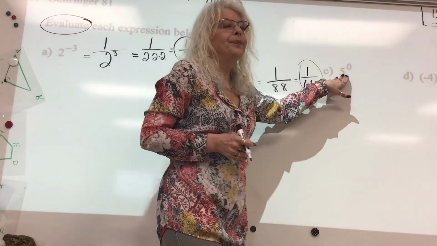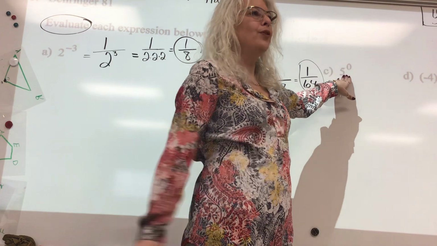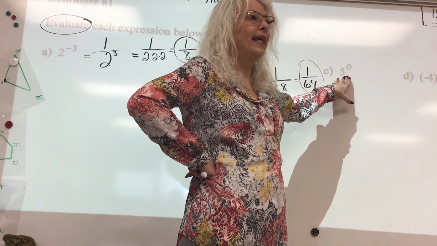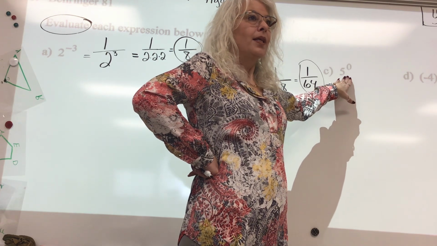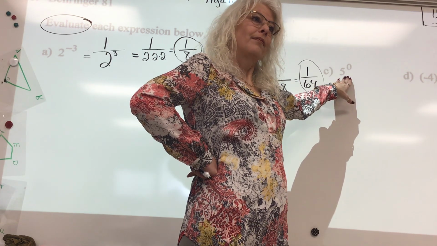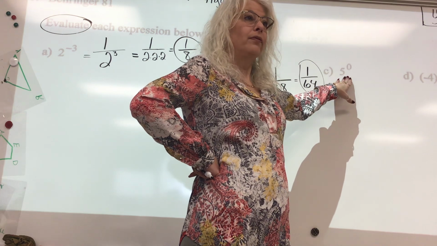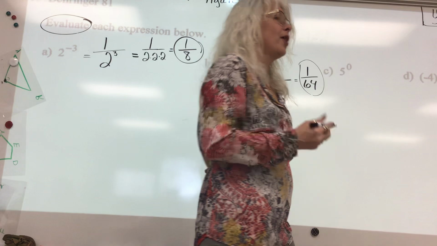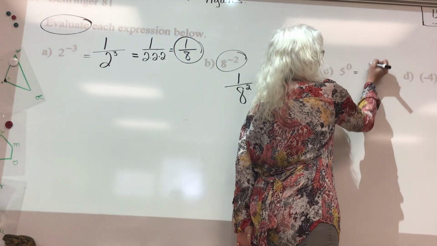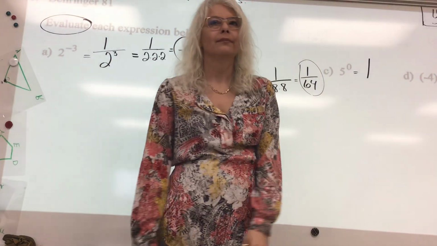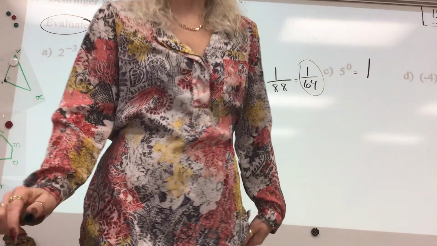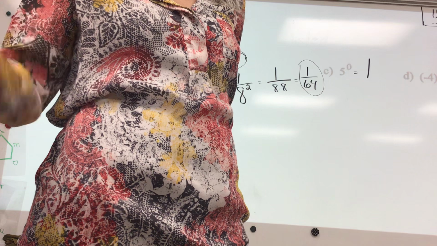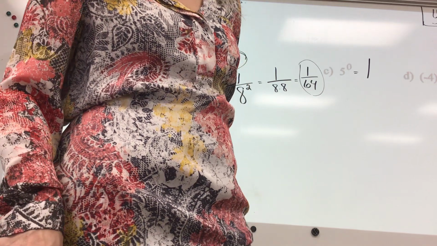Problem C, 5 to the 0 power. Anybody have any idea? Yes? It could possibly just stay the same number. So you think it's just 5? Good guess. You think it's 0? Good guess. 5 to the 0 power is 1. Any number to the 0 power is 1, and I'll explain that to you later next week when we're doing those on Bellringers.